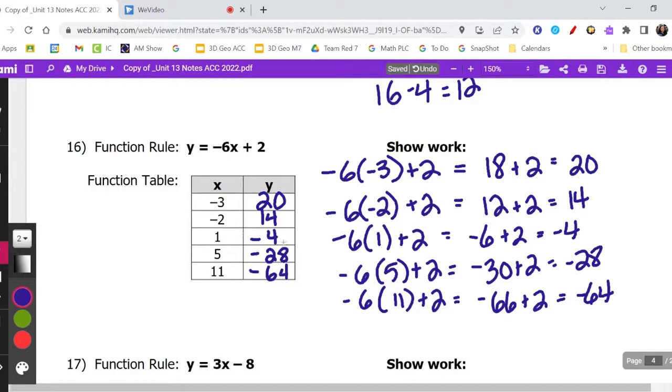All right, go ahead and check your answers. You should have gotten negative 4, negative 28, then negative 64.